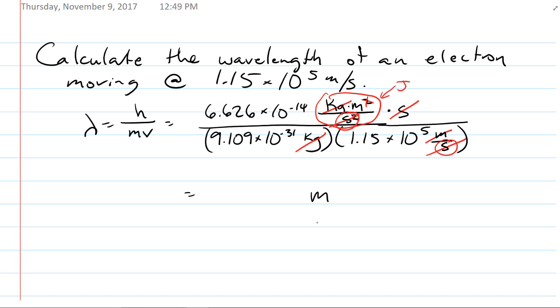So let's go ahead and multiply this through. Yes. Negative 34. What did I put? Well, why did I do that? That's pretty stupid. That's negative 34. Okay? So, 6.626.